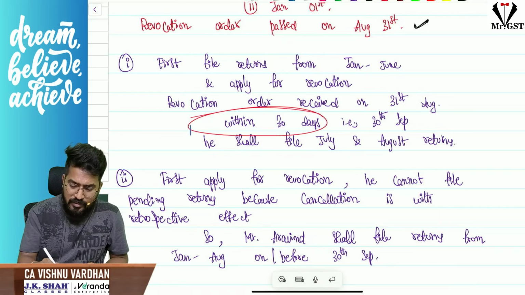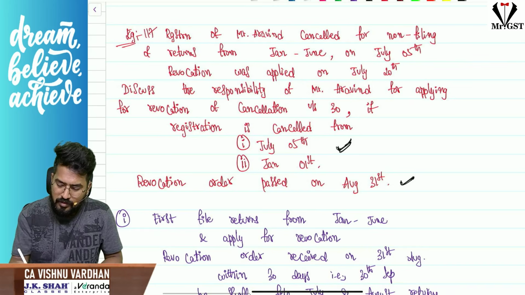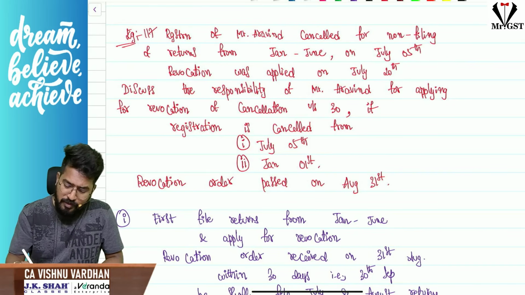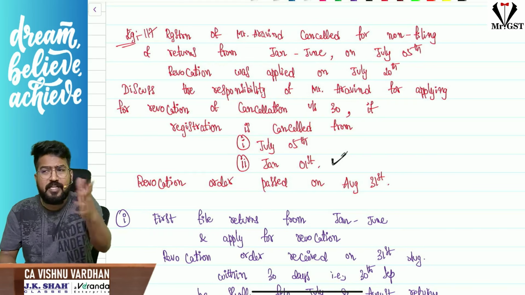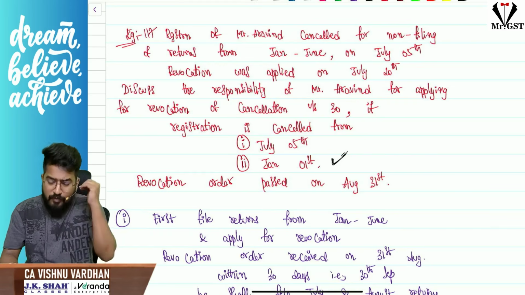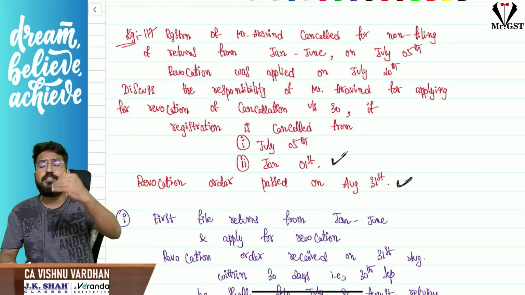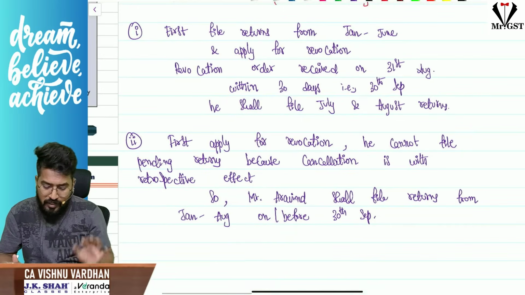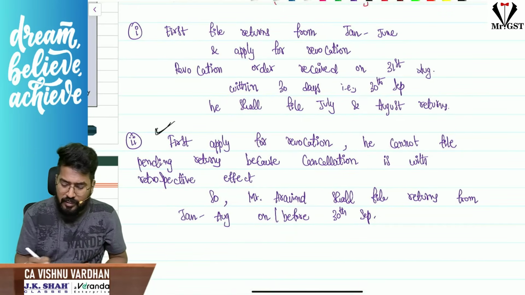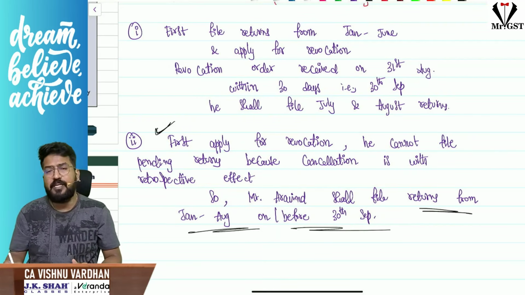Sir, actually, the point is, what if they have cancelled my registration with retrospective effect from Jan 1st? That means now I cannot file even one single return. What should I do now? You first go and ask for revocation. Once they give the revocation, they have given revocation on August 31st, so within 30 days you file all the returns from Jan to August, whatever the pending returns are. All those returns you have to file. So first apply for revocation, and then within 30 days file all the pending returns. That is the concept.